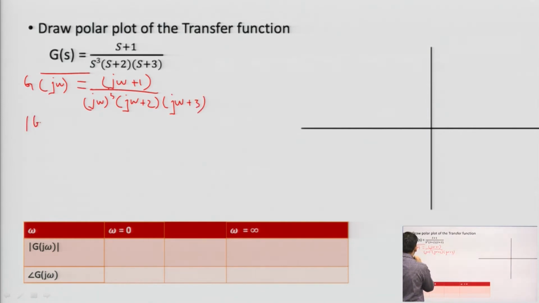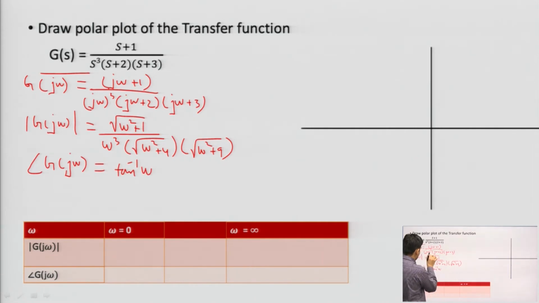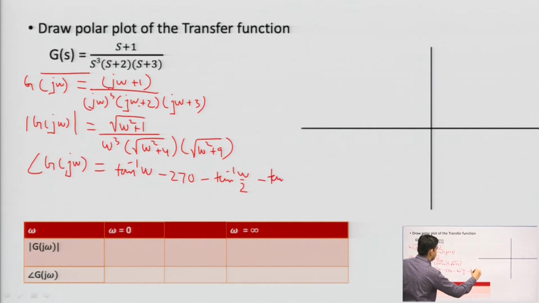Now, determine the mod of G(j omega), this is under root of omega square plus 1 divided by (j omega) cube, it will remain the same, multiplied by under root of omega square plus 4 and omega square plus 9. The same way, if I calculate its phase angle, it is given by tan inverse of omega from here. Again (j omega) cube is coming, it means minus 270, (j omega plus 2) gives minus tan inverse omega by 2, minus tan inverse omega by 3.